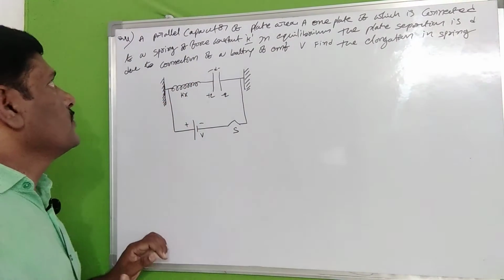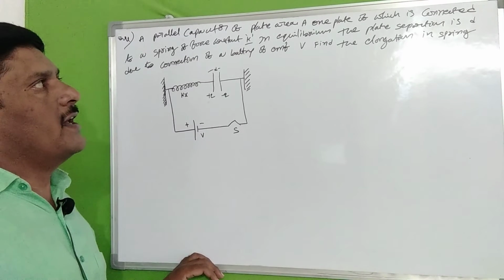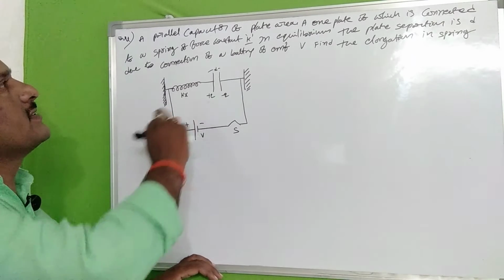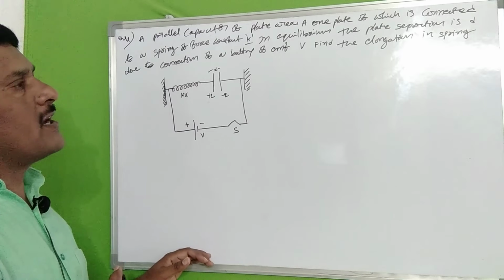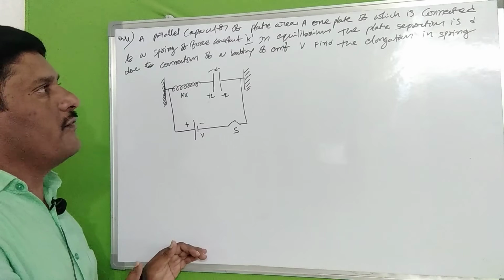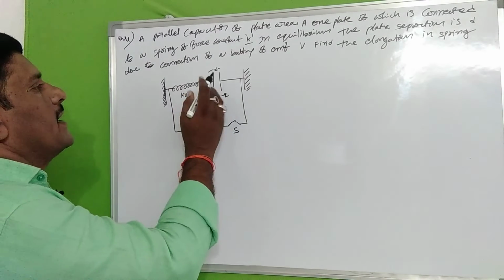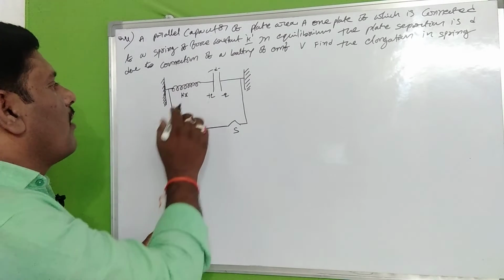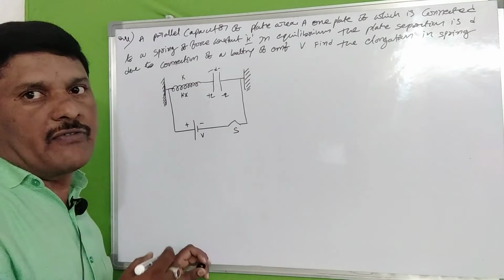Our fourth question: a parallel plate capacitor of plate area A, one plate of which is connected to a spring of force constant K. In equilibrium, the plate separation is D due to connection of a battery of EMF V. Find the elongation of the spring. Here the spring is connected on the left side of the plate. Now we find the elongation. The spring force constant, according to the statement, is K.